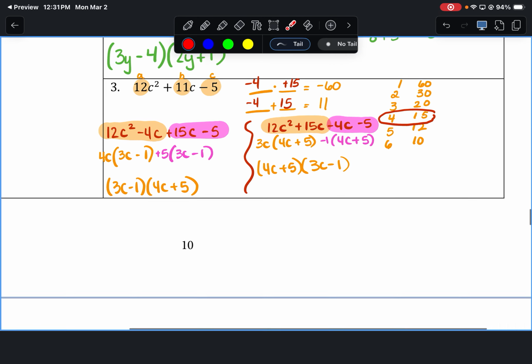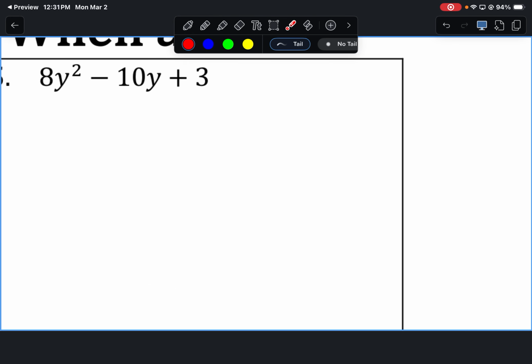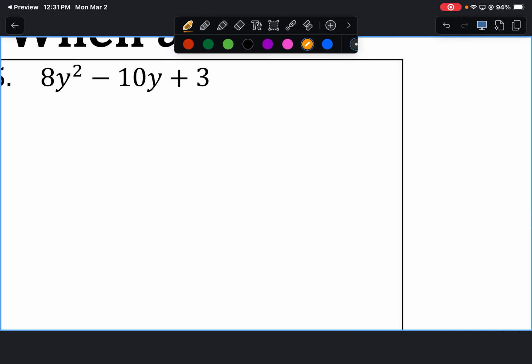Okay, now we're going to go ahead and flip to the back. So what I want us to do is go through the odds for 5, 7, and 9. When we look at number 5, what is our A term? 8. What is our B term? And what is our C term? Okay, so we have our A, our B, and our C.